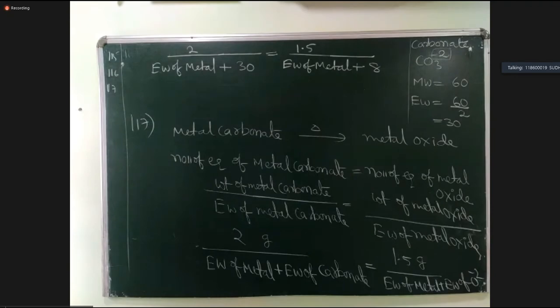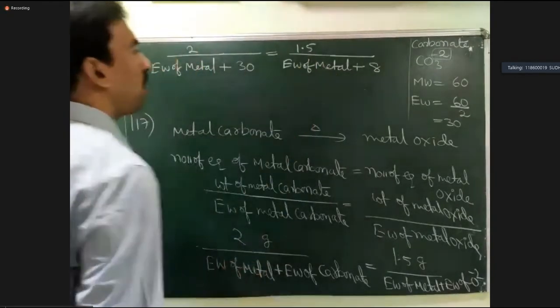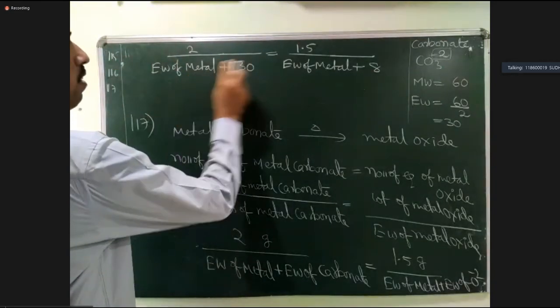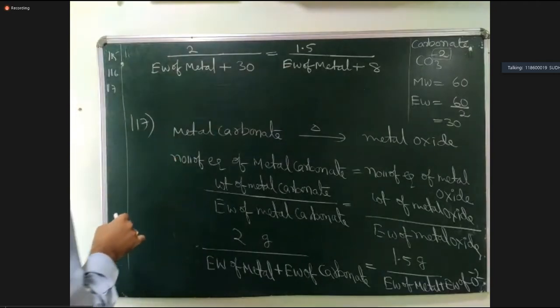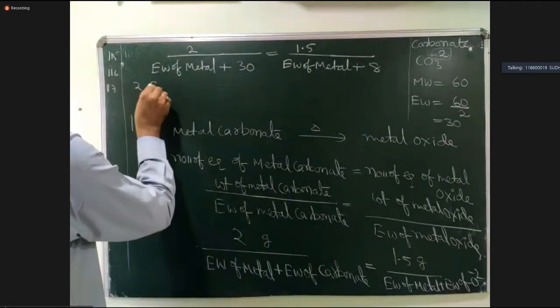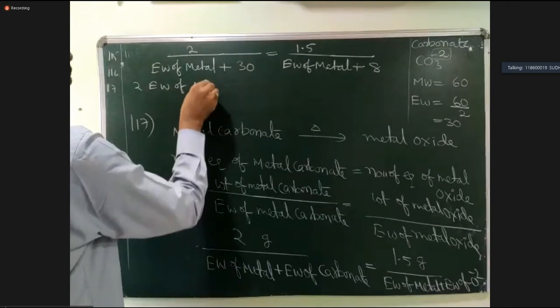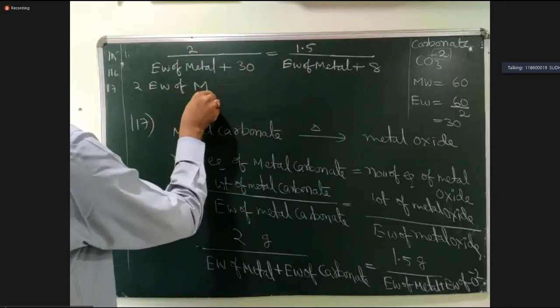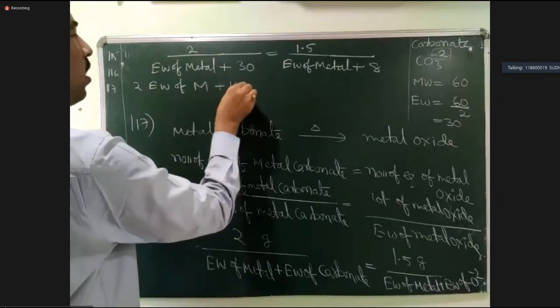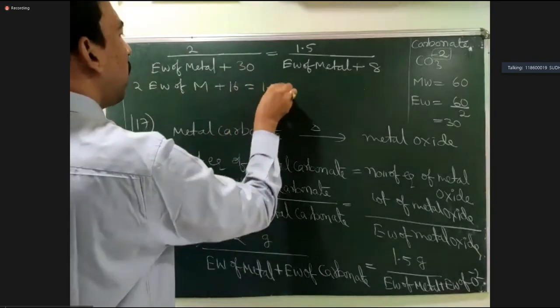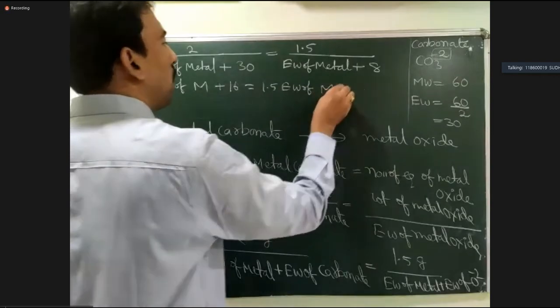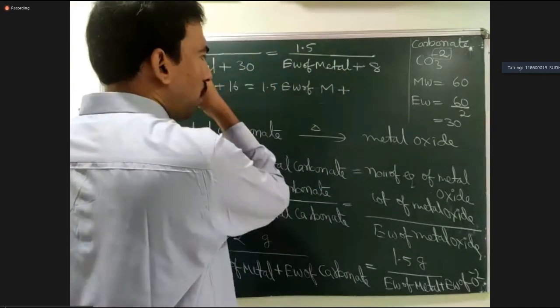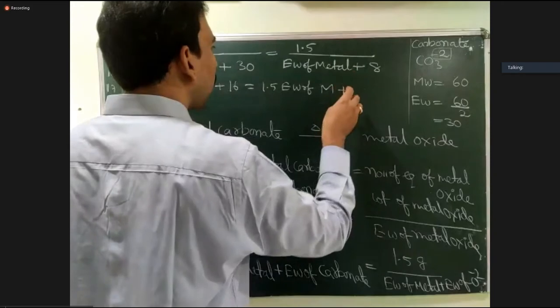So now in this equation we are only left with what? Equivalent weight of metal, and equivalent weight of metal. Both are the same, so we need to find this one. So do the cross multiplication. 2 into equivalent weight of metal M, plus 2 into 8, 16, is equal to 1.5 into equivalent weight of metal, plus 1.5 into 30. 1.5 into 30 is 45.